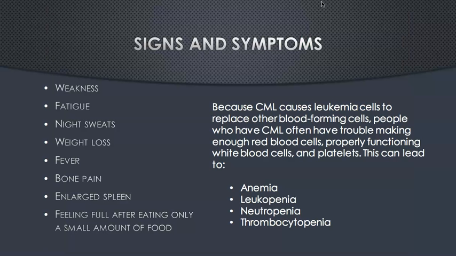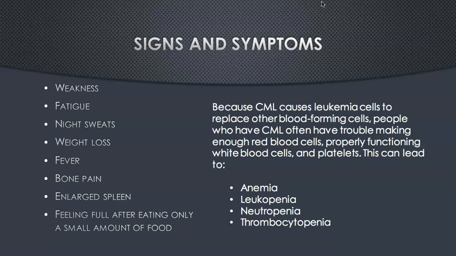Signs and symptoms of the disease are going to be weakness, fatigue, night sweats, weight loss, fever, bone pain, which is caused by the leukemia cells spreading from the marrow cavity to the surface of the bone, enlarged spleen, which can be felt as a mass under the left side of the rib cage, and feeling full after only eating a small amount of food. A lot of these symptoms are going to be from the issues on the right.